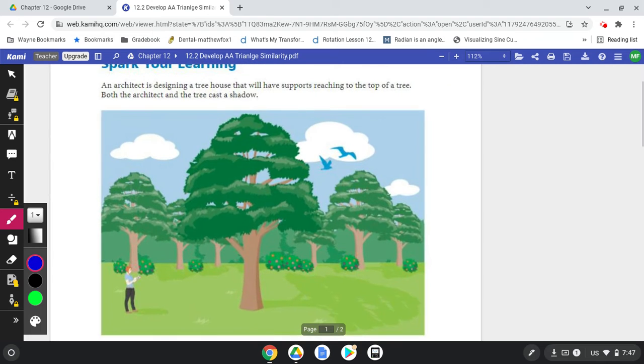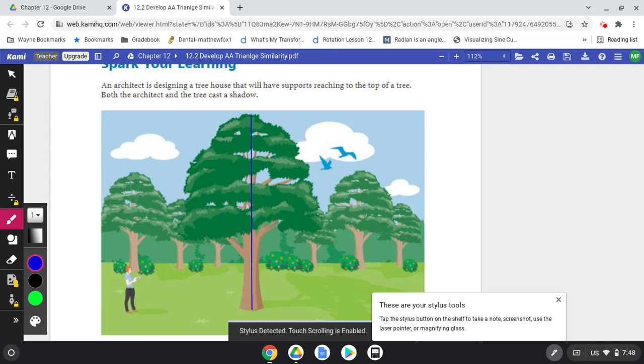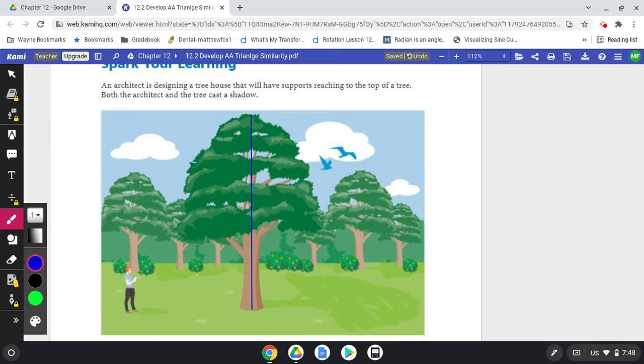If we look at this picture, it says an architect is designing a treehouse that will have supports reaching to the top of a tree. Both the architect and the tree cast a shadow. First, what could we find from this picture mathematically? One thing he might want to know is the height of the tree. So we are trying to find the height of this tree.